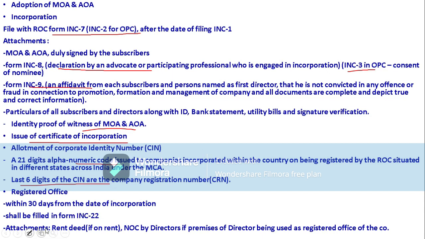Then the attachments. If the company is running its business on rent, the rent deed should be submitted to the ROC. If the company is running within the premises of the director, the director's consent should be given to the ROC. The registrar shall allot the company a corporate identity number, which shall be a distinct identity for the company and shall also be included in the certificate. Online filing of documents can also be done for incorporating the company.